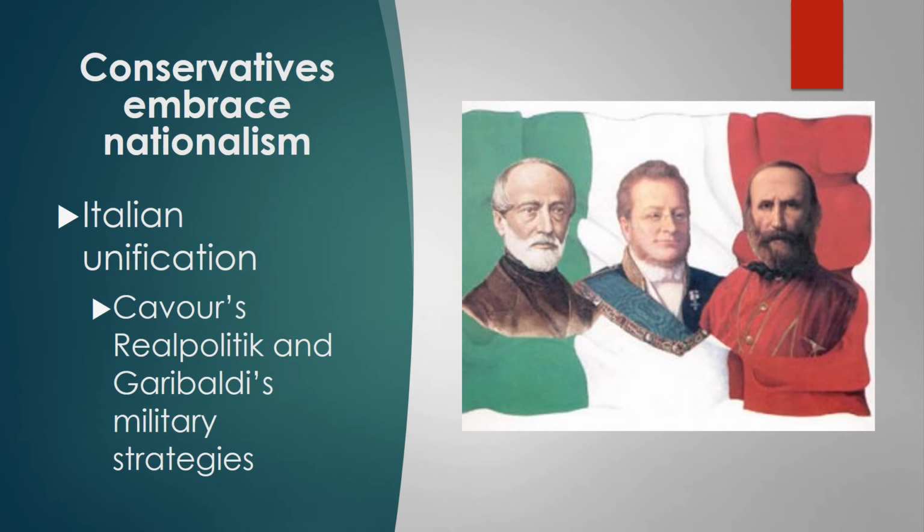Garibaldi's military strategies, however, did enable southern Italy to join up with northern Italy, as he gave it to King Victor Emmanuel, and in 1861 the Kingdom of Italy was proclaimed, with Venice and Rome missing.